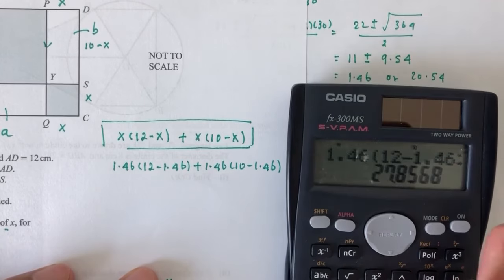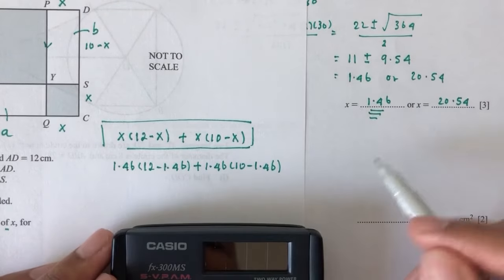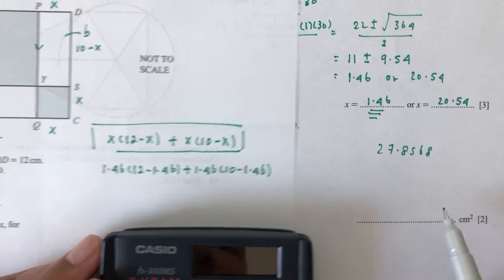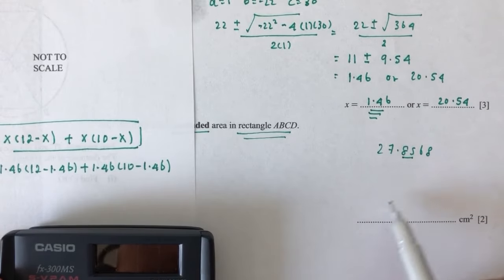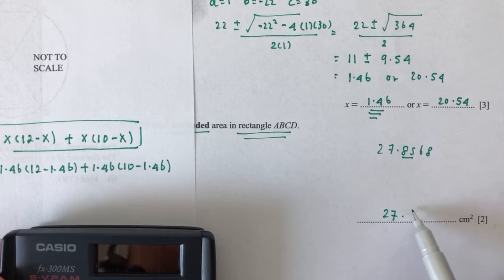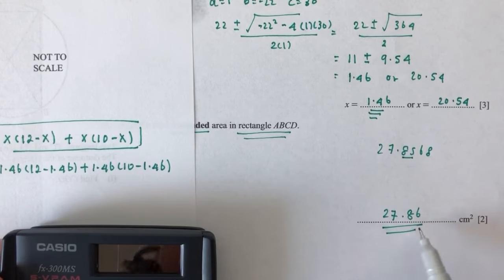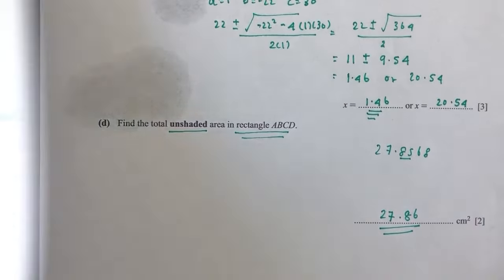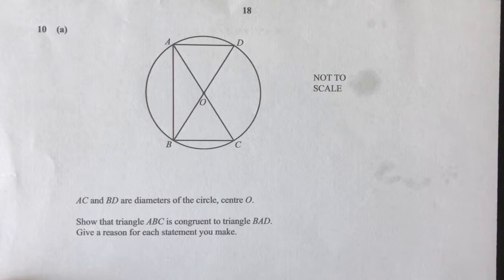That will be 27.8568. So your area in 2 decimal places will be 27.86. And that is your answer for part D. And this is question number 9. Question number 10, part A.